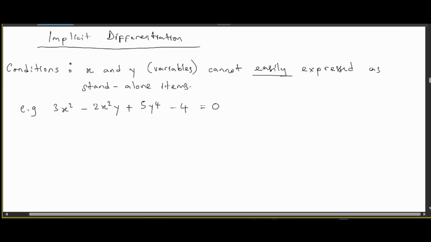Are we together there? Implicit differentiation is based on the notion that all terms are differentiated with respect to x. So when we do implicit differentiation, we have to differentiate all terms with respect to x. WRT is short for with respect to x. So we have to differentiate all terms with respect to x.